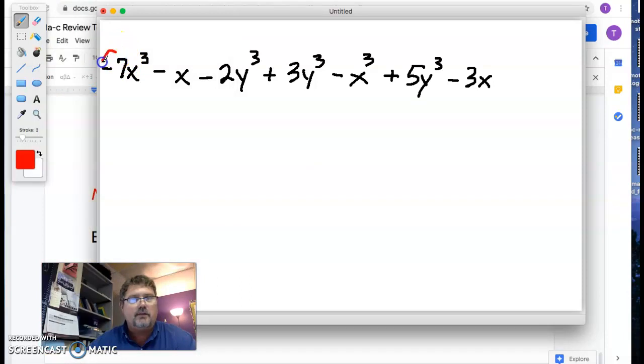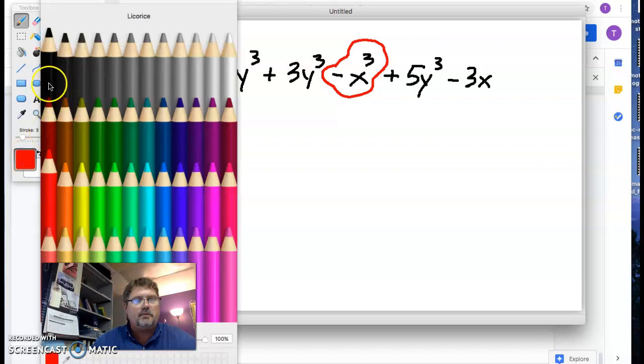There's one of them right there. I'm going to circle it, staying organized in my head. What else is like with it? You've got to have the same variable and same exponent. This one right here is like with it. Right? So far, those are like. So I'm going to put those in a group and add them up.